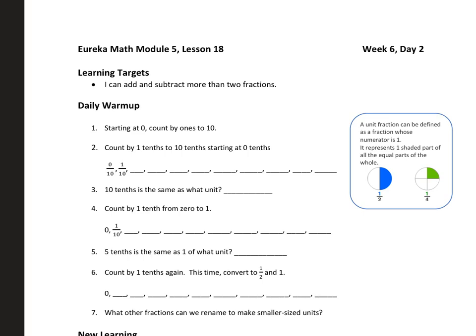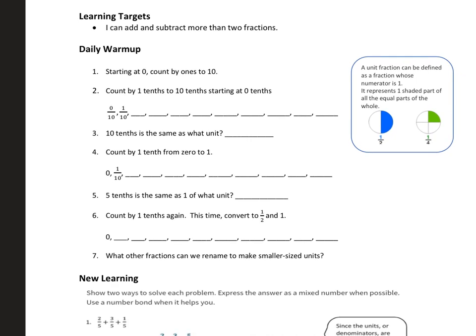All right, so again, our objective is the same as it was yesterday, and our learning target says, I can add and subtract more than 2 fractions. For our daily warm-up, again, it's very similar to yesterday. It says, starting at 0, count by 1s to 10. Then 2 says, count by 1/10 to 10/10, starting at 0/10. All right, so here we go.